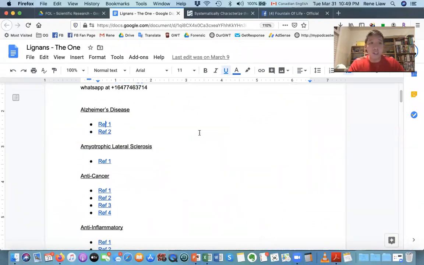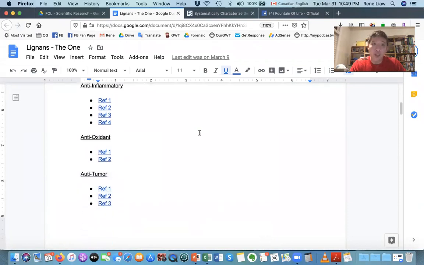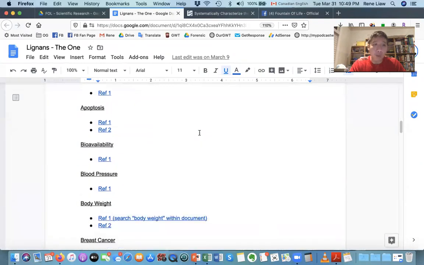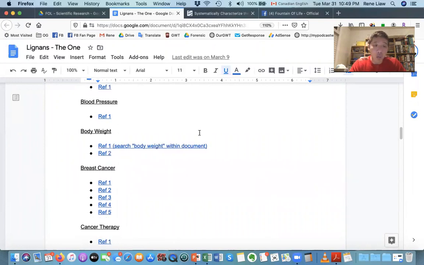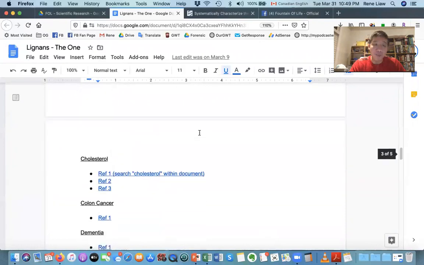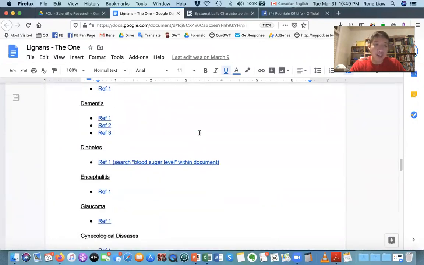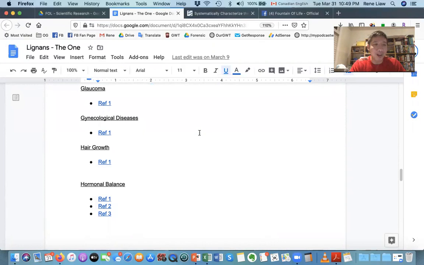So from Alzheimer's disease to ALS, anti-cancer research, anti-inflammatory, antioxidant, anti-tumor, antiviral, apoptosis, bioavailability, which is how much you can absorb into your body, blood pressure, body weight, breast cancer, cancer therapy, heart disease, cholesterol, colon cancer, dementia, diabetes, encephalitis, glaucoma. I hate this word, gynecological diseases. I can't always pronounce it properly.